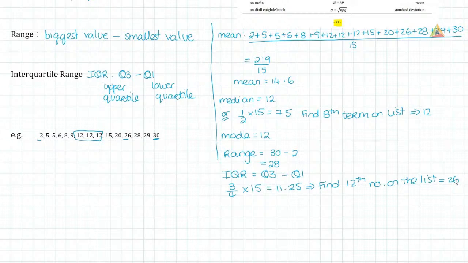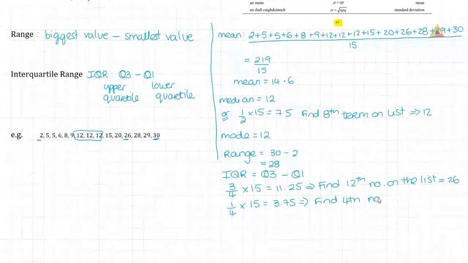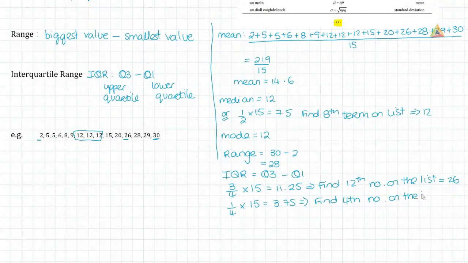And then we want to find 1/4. So 15 multiplied by 1/4 gives me 3.75. So we're going to find the 4th number on the list. So we have 1, 2, 3, 4, and that's the number 6. So that's going to be our Q1. So our interquartile range is going to be Q3, which is 26, minus Q1, which is 6, which gives us an interquartile range of 20.